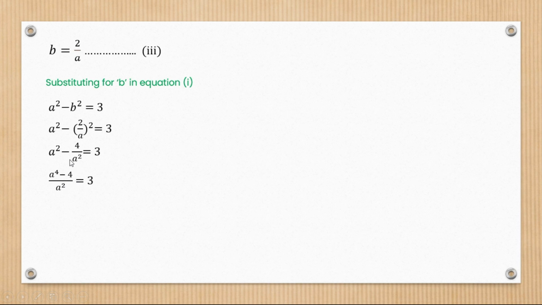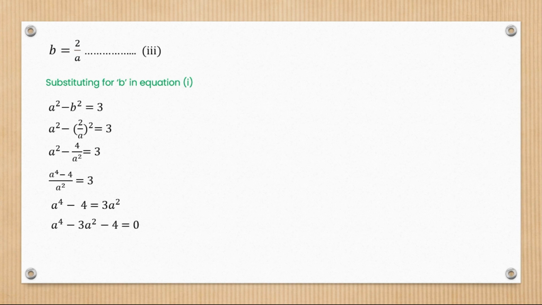So this is what we end up with after LCM. And then next you can see that cross multiplying can happen. Then a squared and 3, we have a cross multiplication there. Then we end up with a power 4 minus 4 is equal to 3a squared. So let's bring the 3a squared to the left hand side of the equal sign, and then leave a 0 on the opposite side of the equal sign. So we end up with this equation.